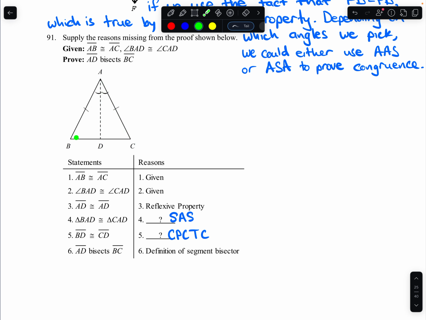But then they say, okay, well, BD is congruent to DC. And there's no markings that tell us that's true, but we can conclude that because we just proved that ABD is congruent to ACD. And if the two triangles are congruent, then any corresponding parts of those two triangles have to be congruent.